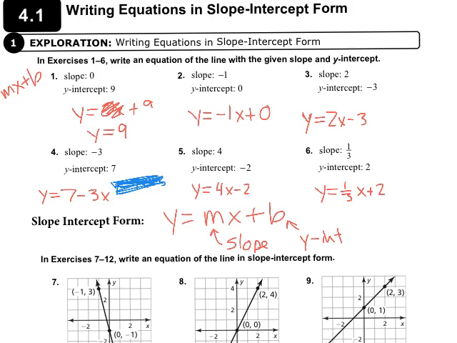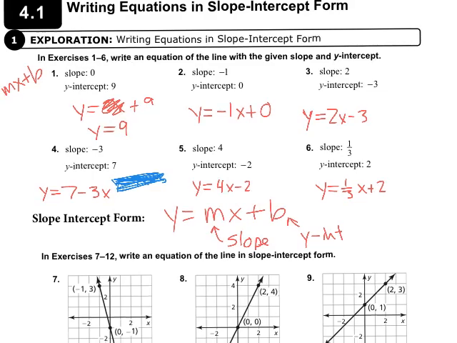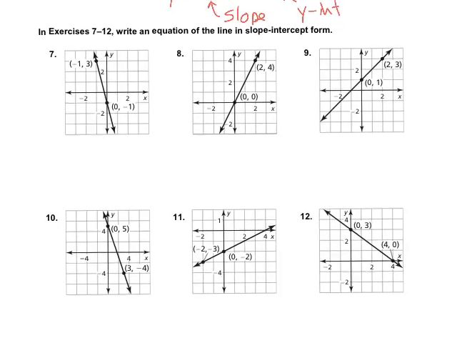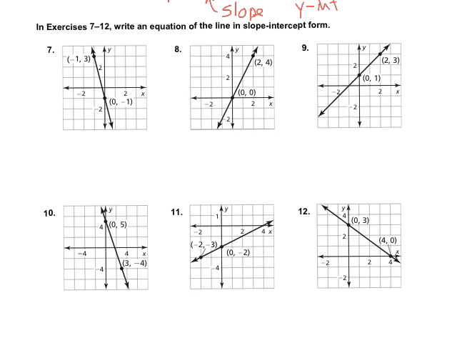I want you to recognize that 7 through 12 are almost exactly the same. They just give you the information in a little bit of a different way. You are given the slope on 7 through 12. You are given the y-intercept on 7 through 12, but you have to be able to pull that information out in a little bit of a different way than what we were given in the first 6 problems.